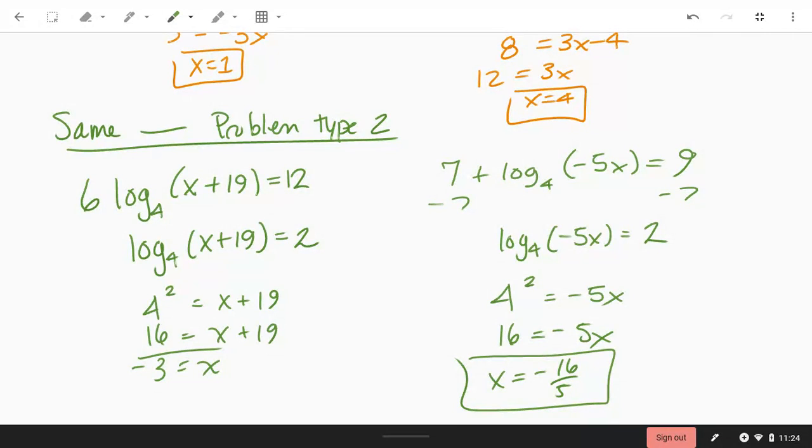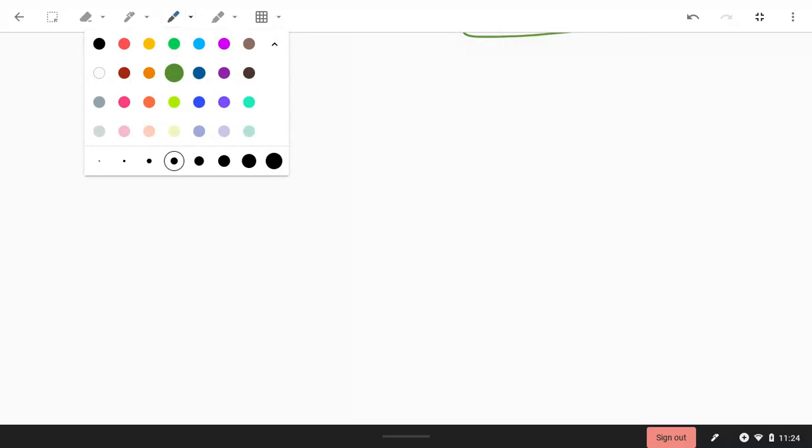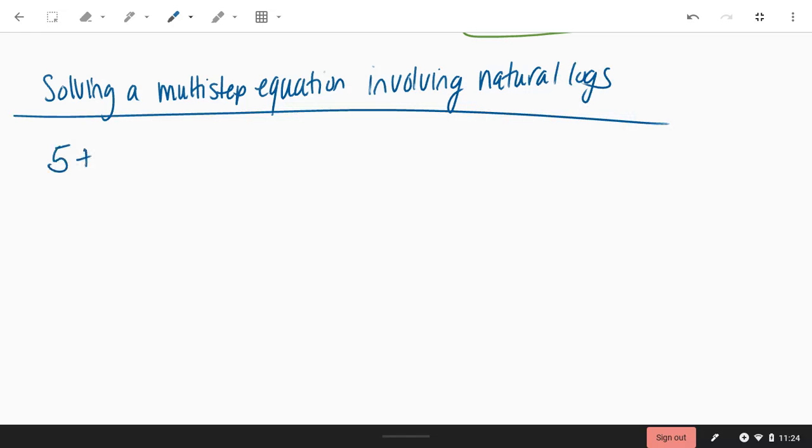Next we have solving a multi-step equation involving natural logs. So you just have to remember that the base is e. Okay, so we have 5 plus the natural log of x plus 4 is 2. Okay, so we've got to get that log by itself again by subtracting 5.